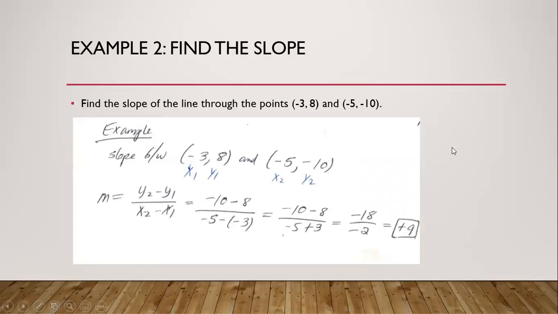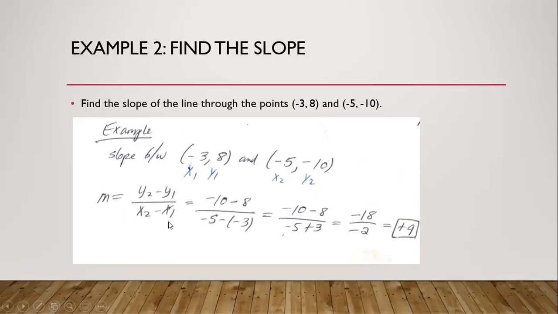Example 2. Same methodology. We take our points, we label them. X1, Y1, X2, Y2. We plug into the formula. M is equal to Y2 minus Y1 over X2 minus X1. So what is Y2? Well, we labeled it, it's -10. Minus, what's Y1? It's 8. So we put 8. X2, -5.